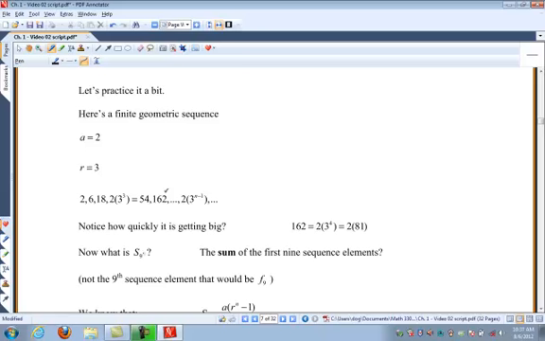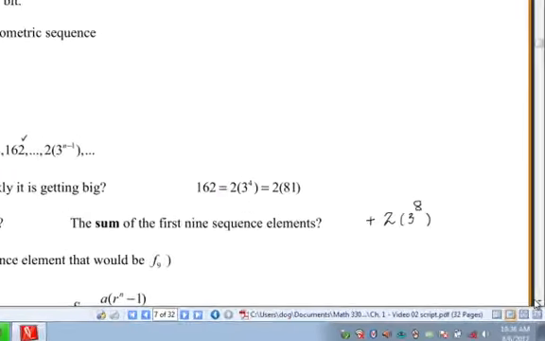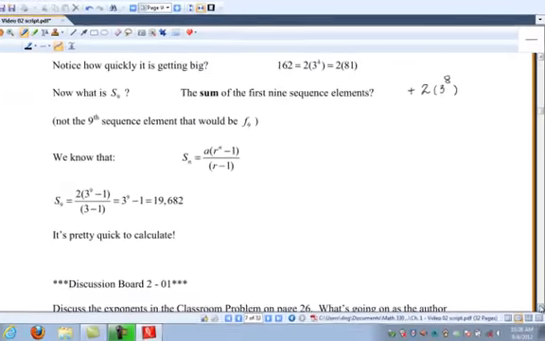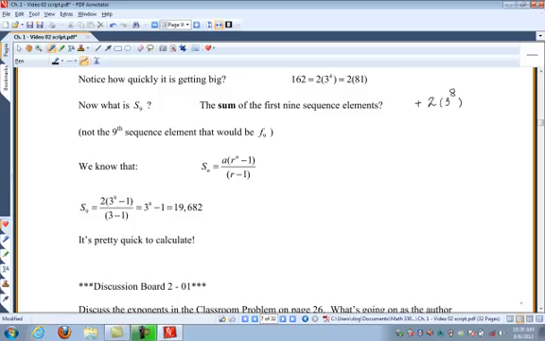So now, what is S sub 9? If we ran it all the way out, 9 terms, what is the sum of the first 9 sequence elements? So my last one would be 2 times 3 to the n minus 1, 3 to the 8th. And then I would stop, and I want to add them all up. So I'm going to add 2 plus 6 plus 18 dot dot dot plus 2 times 3 to the 8th, which is a really big number. Well, I'm really not going to add them.